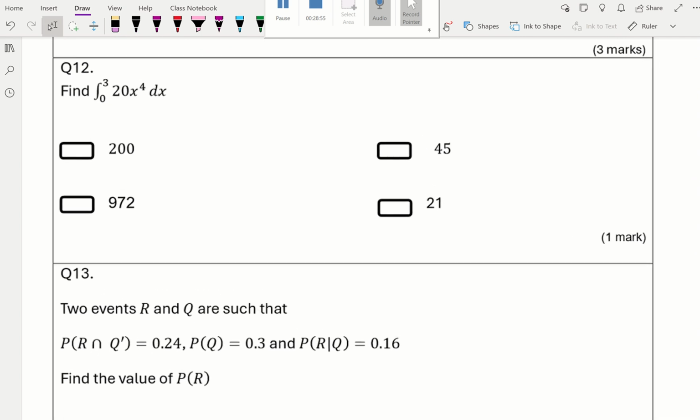And question 12 again asks you to find the definite integration of 20x to the power of 4. So they want you to substitute the numbers 3 and 0 into your integration. So your step 1 is to actually integrate. So you add 1 to the power. And then you're going to do, of course, 20 over 5 over the new power, which gives you 4. And then you're going to substitute 3 in and 0. But since there isn't a constant, the 0 is not going to make any difference.